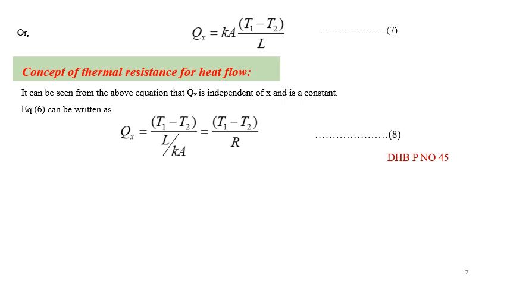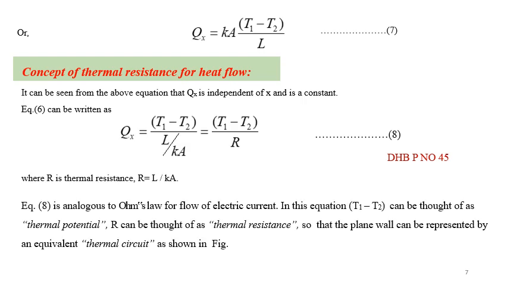dT divided by L by KA, or dx by KA, which is nothing but resistance. That dx by KA, or L by KA, is analogous to thermal resistance. So it is called thermal resistance R_th, or simply R. Okay, so that is explained.